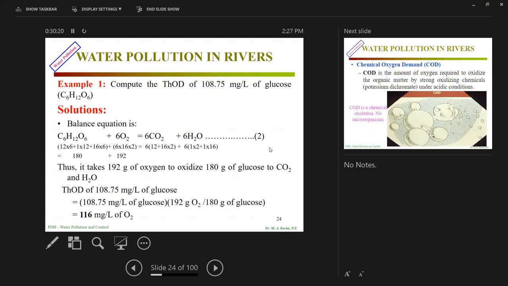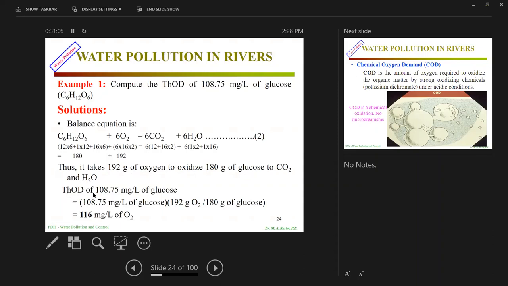I didn't calculate the other one because I didn't give those. So in this case, I have 180 grams, or whatever we can call it, of a mole gram, because it is one mole. And then I need 192 in this case. So that means in order to oxidize, or decompose, 180 grams of glucose, I need 192 of oxygen. Okay, so now if I have a glucose of 108, then how much oxygen do I need? In this case, what I'm going to do is divide this by this and this will give me that. So it takes 192 grams of oxygen to oxidize 180 grams of glucose.